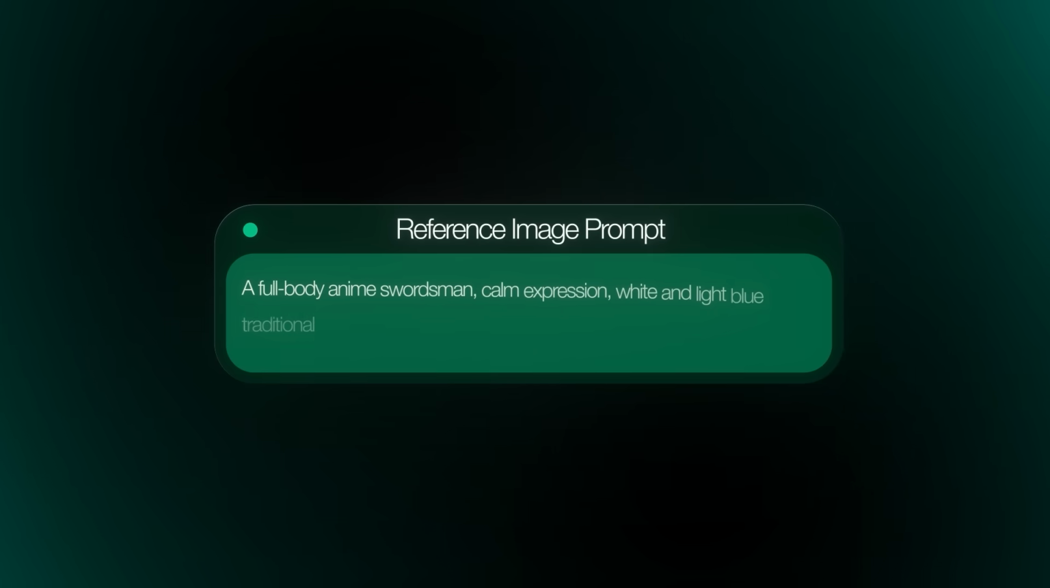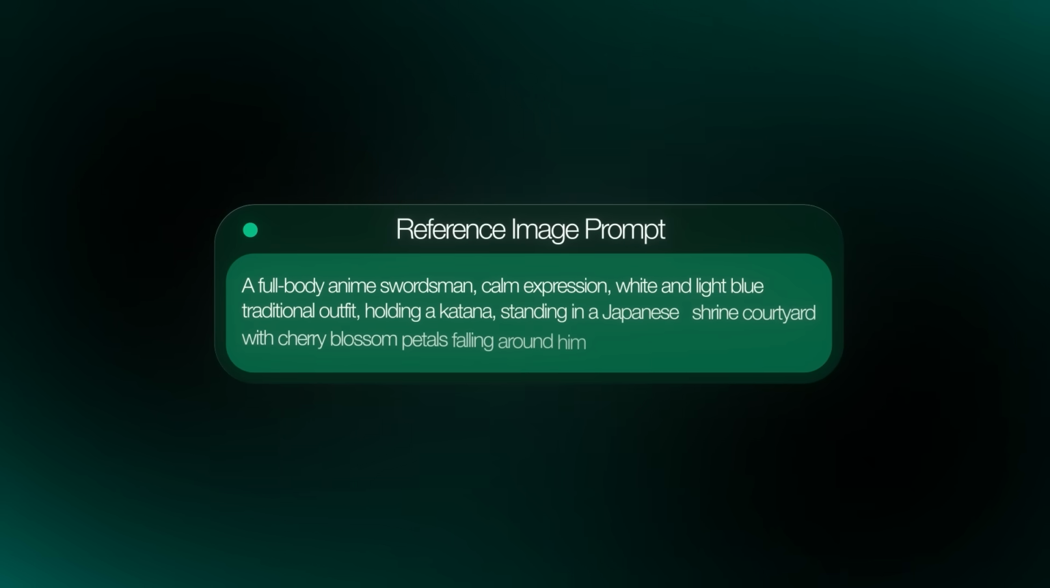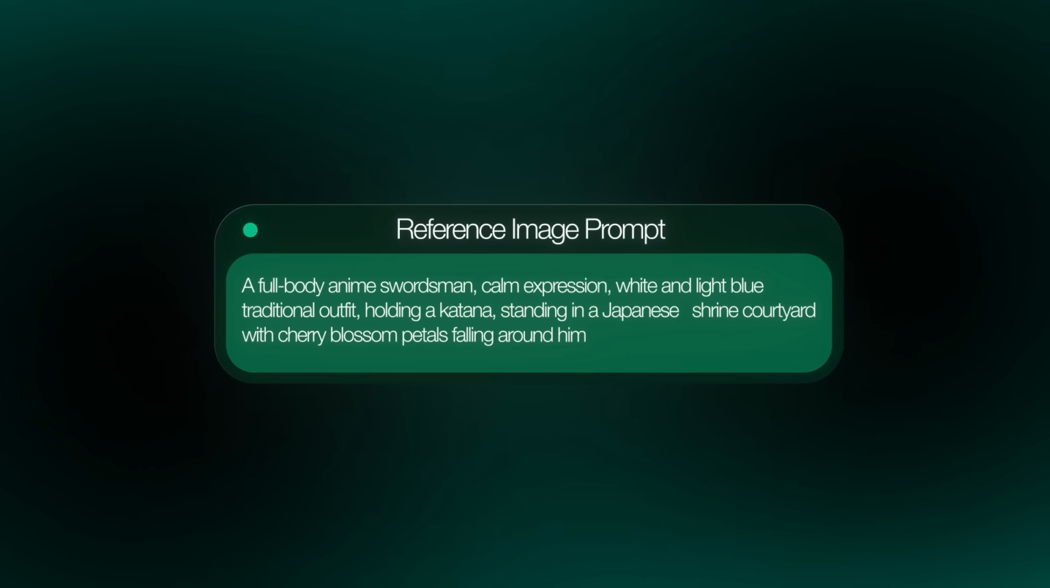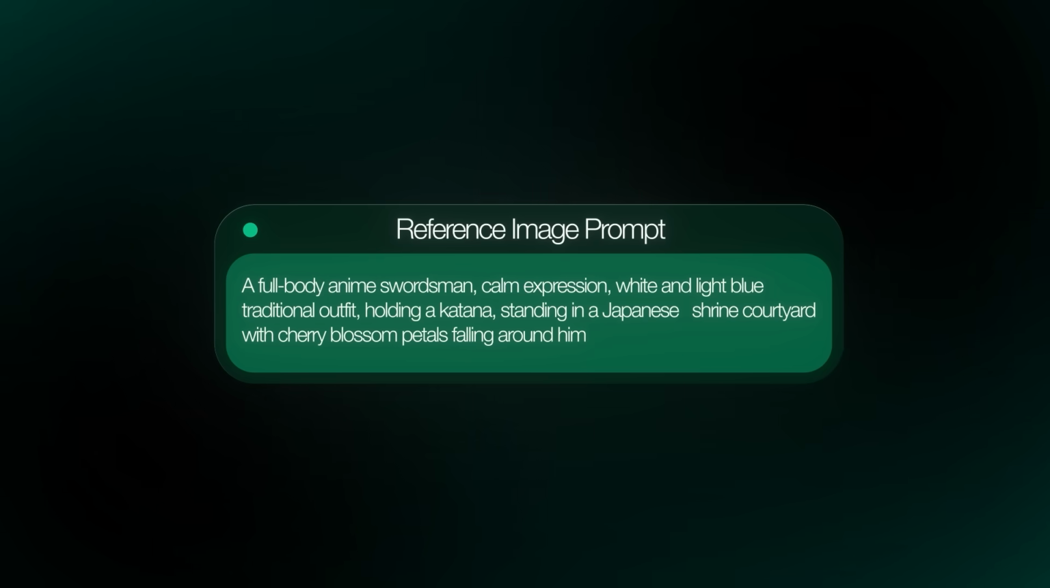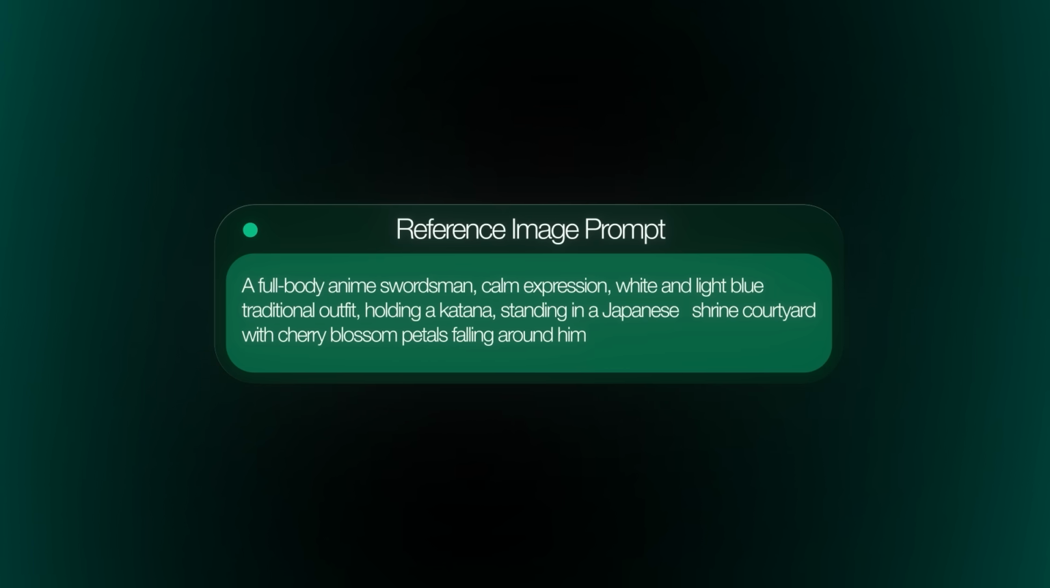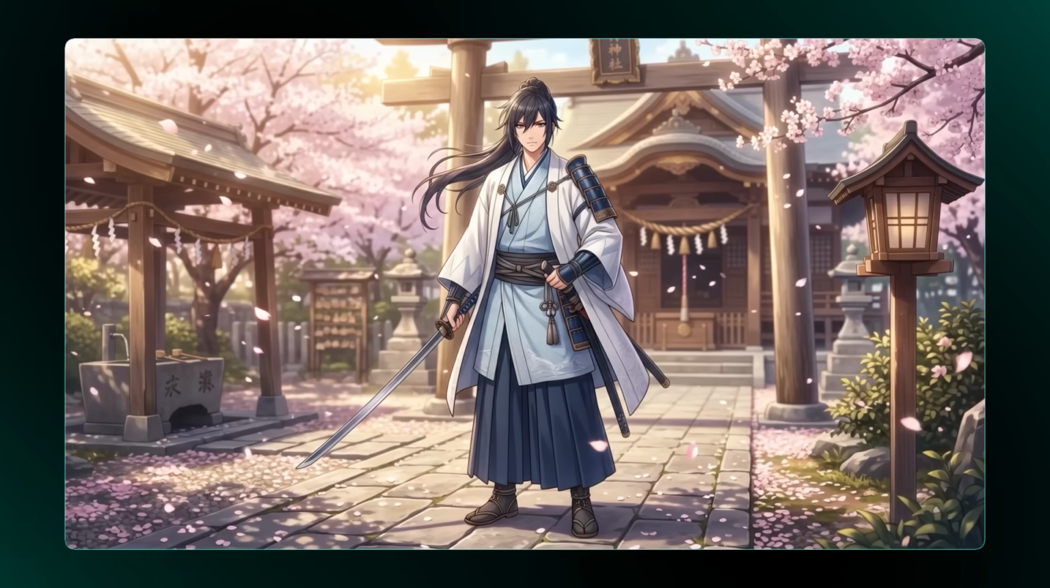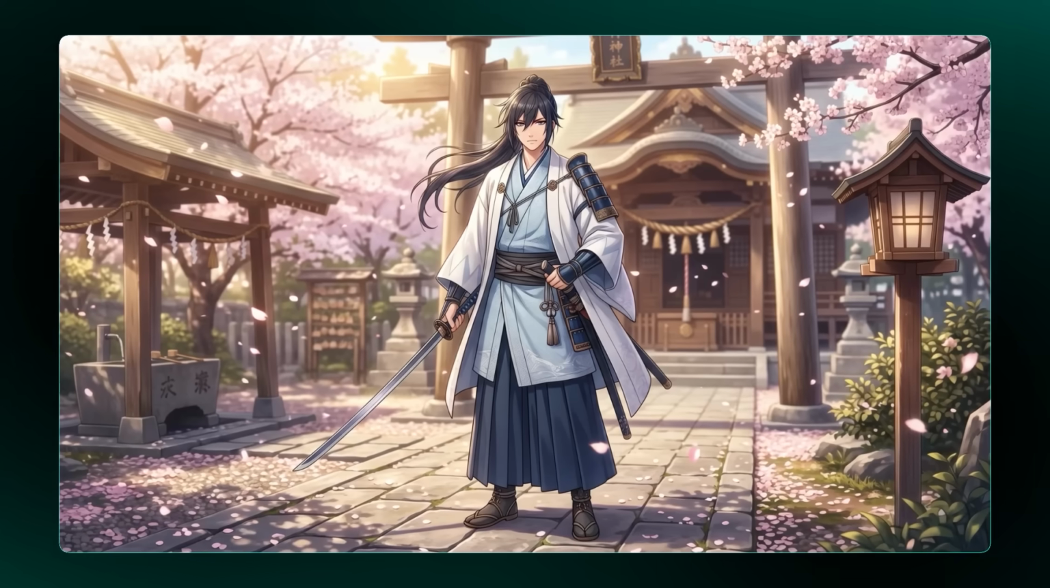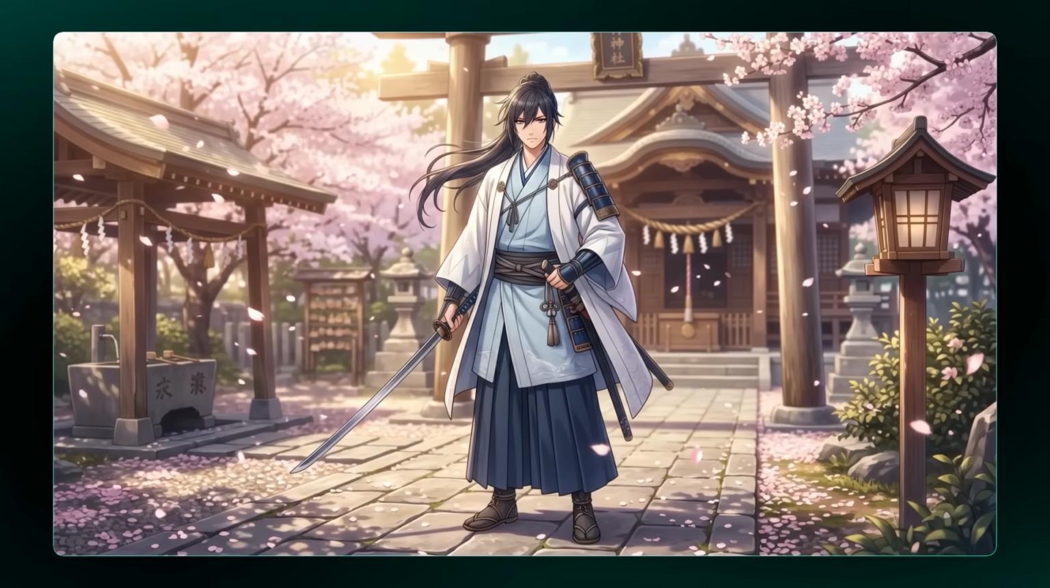This is the feature that makes multi-character scenes actually reliable in anime. All right, now let's get into how to actually make the anime from the intro. First, I need a hero and an environment, so I generate a full-body anime swordsman, calm expression, white and light blue traditional outfit, holding a katana, standing in a Japanese shrine courtyard with cherry blossom petals falling around him. This image becomes your reference for all the video generation going forward. It's the anchor of your whole anime.